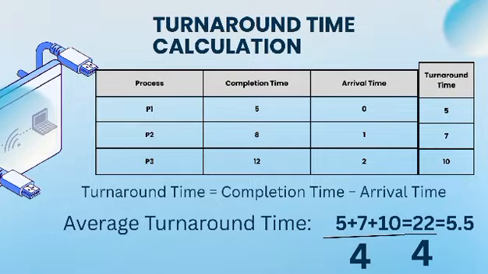The formula for turnaround time is completion time minus arrival time. Average turnaround time equals 5 plus 7 plus 10, which equals 22, divided by 3 processes.